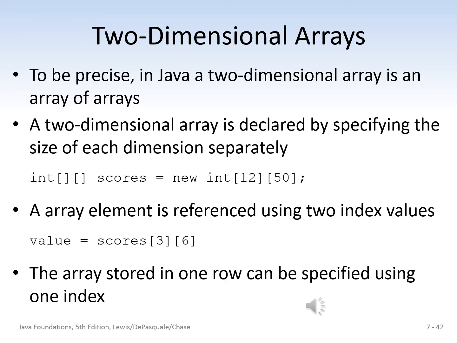Each array element is referenced by using two index values. So value equals scores[3][6] will take the fourth row and the sixth column. I'm sorry, the seventh column. Remember, it's a zero-based numbering system. 0, 1, 2, 3, 4, and 0 through 6 is 7. The array stored in one row can be specified using one index.